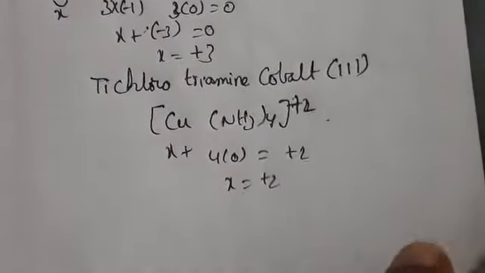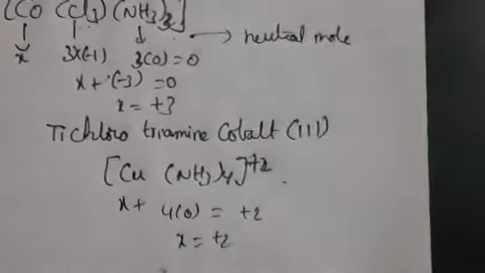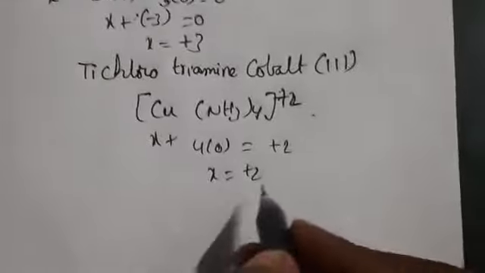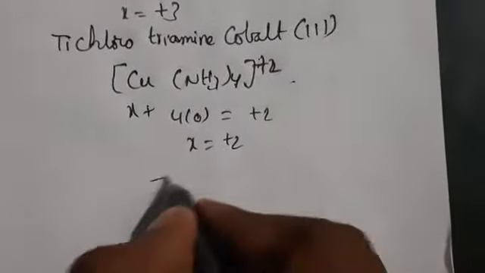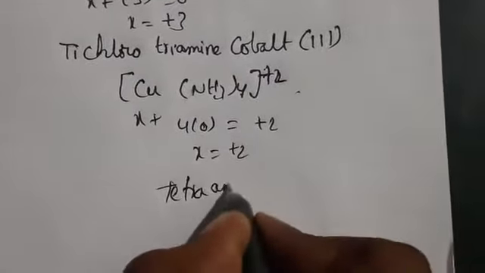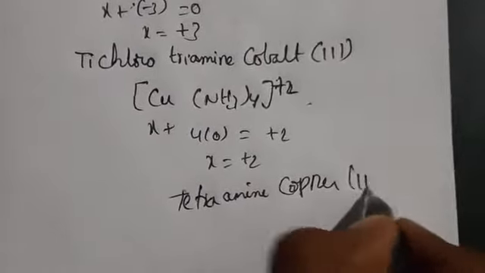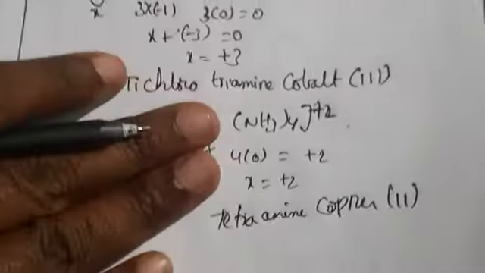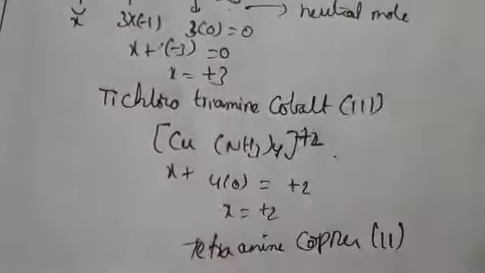If there is a minus charge, first I'll tell you how it will be. So here plus 2 we have got. For positive charges also, first we have to write tetraammine copper, 2 is the oxidation state. So this is the rule for neutral molecules and for coordination compounds, for cationic complexes.